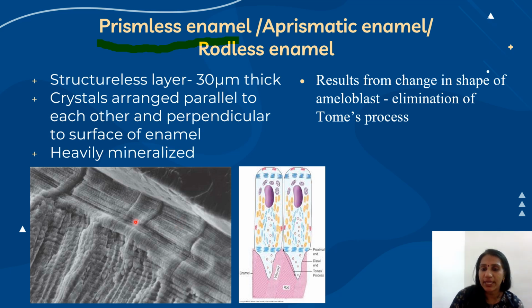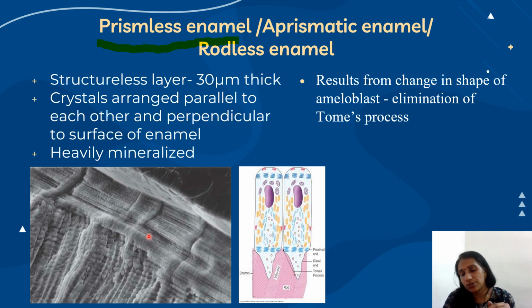Now, why do you get a structure like this? Why is it that you get an area without rod and interrod? That is because of the change in the morphology of Tomes' process. So, if you remember, it is Tomes' process. After the formation of Tomes' process only, you will get rod and interrod.